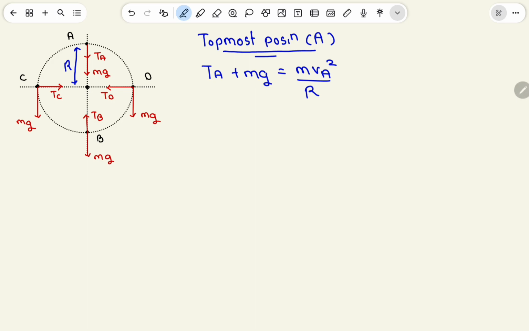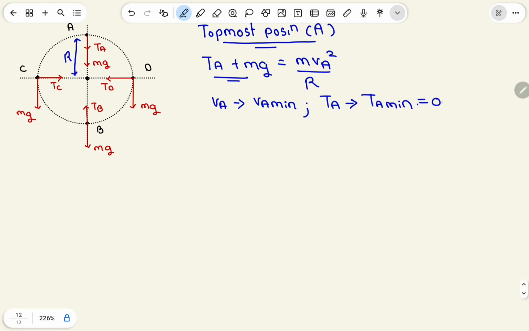Now, if we want to find VA minimum, the left hand side, that is TA plus mg, should also be made minimum. And we know that mg is constant, it cannot vary. Therefore, the only thing that can vary is tension. And therefore, for minimum velocity, the tension at point A should also be minimum. Now, that minimum tension is nothing but 0.